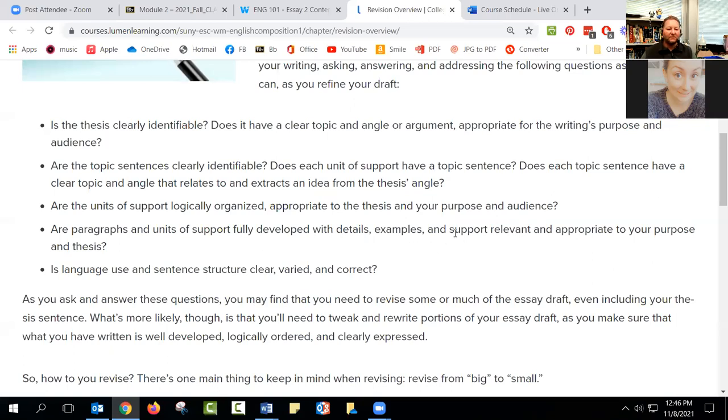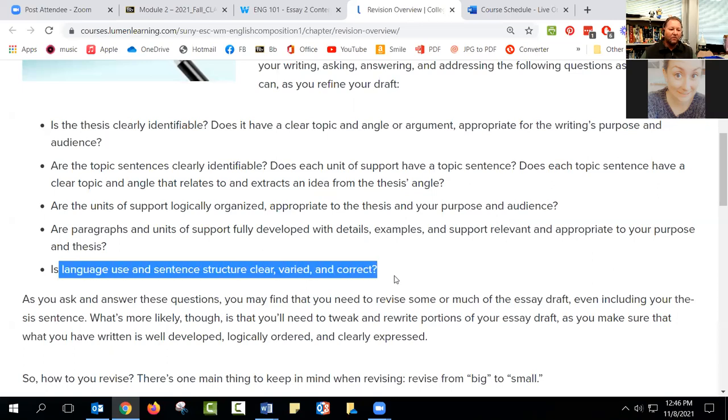Everything in that body paragraph should be supporting the topic sentence. And by default, if everything in that body paragraph is supporting the topic sentence and the topic sentence supports the thesis, then that body paragraph will support the thesis. If one of those three parts is off, you've got some work to do, right?